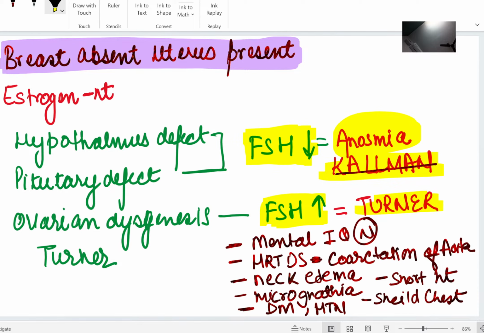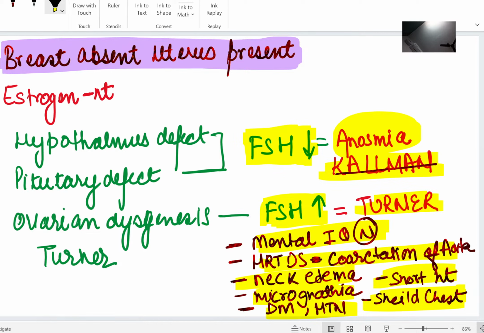And what is the history given by the patient? First of all, the mental status of the patient is very fine, the IQ is normal. What heart disease do the patients have? They have coarctation of aorta. Then they have neck edema. Then they have micrognathia, the jawline is very short. They have diabetes and hypertension. Their chest is shield-like and they have short height.